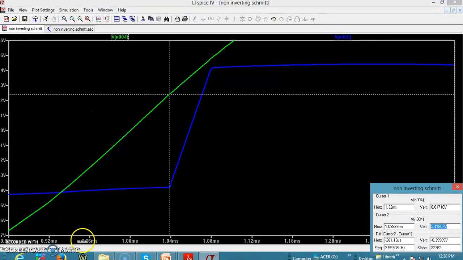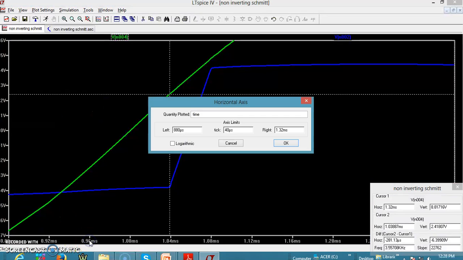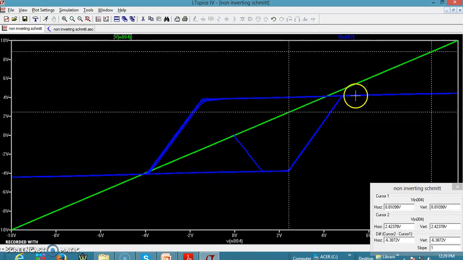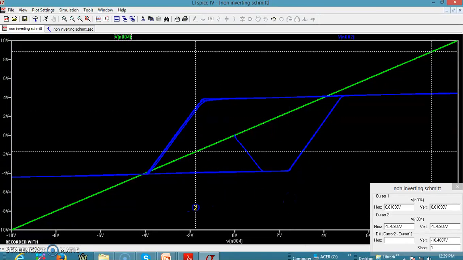We can also change the axis here to the input voltage, which is nothing but V of N004, because this is the input voltage. If you replace the x-axis, time, by this, we'll actually get the transfer characteristics. Now you can see this is the transfer characteristics. It is surprising to see it is not coming straight away. This is actually VTH and this is VTL.